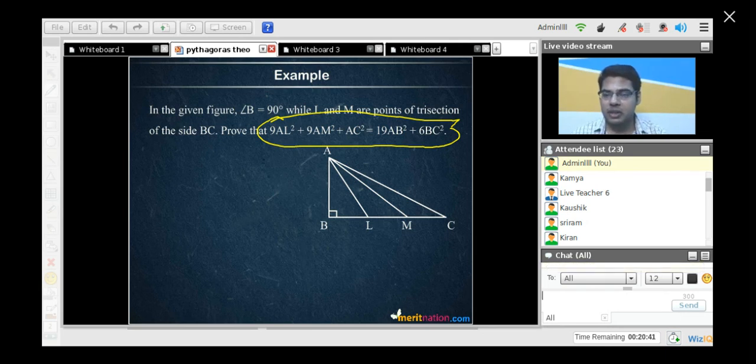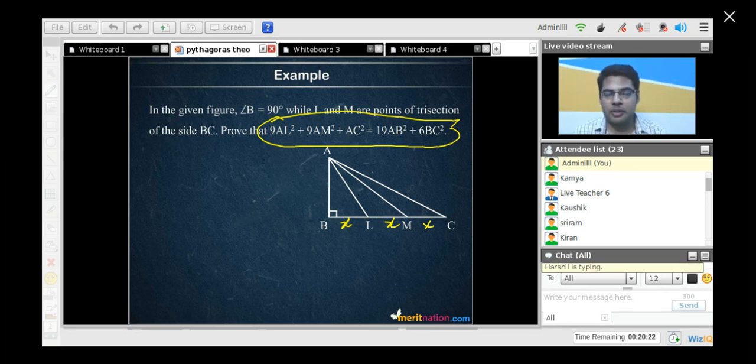Here, this is the point of trisection, that is L and M. So this is one of the very simple questions, right? So if L, M, N are the points of trisection, can I simply say this is X, this is also X, and this is also X? So now is it not simple? It becomes very, very easy. So just try to understand.